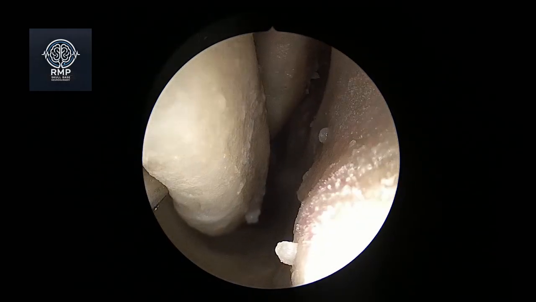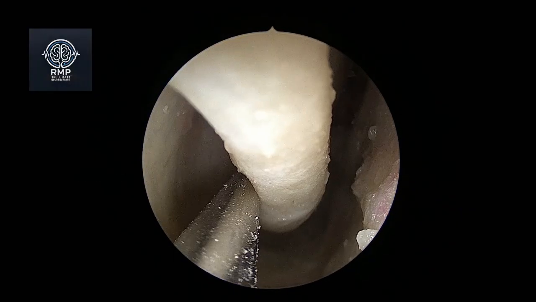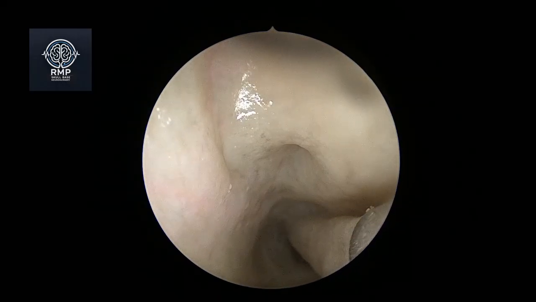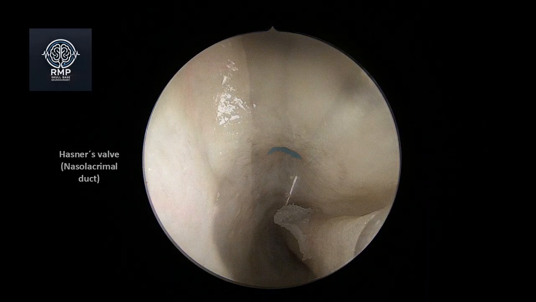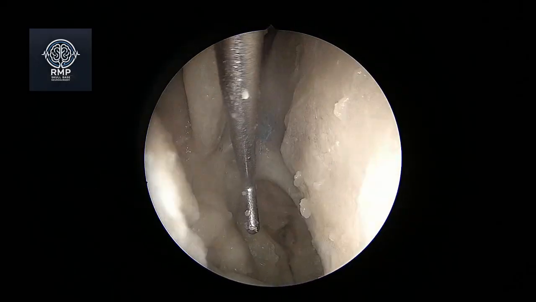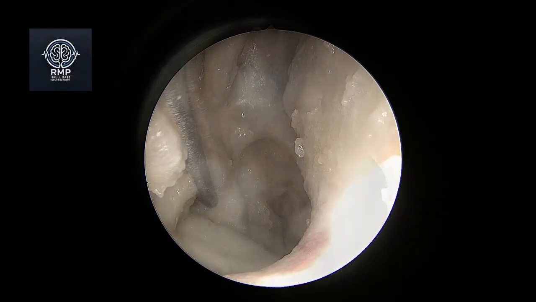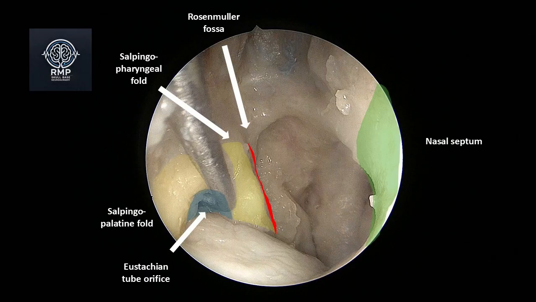We then medialize the inferior turbinate to access the inferior meatus, where the nasolacrimal duct opens near a fold of mucosa known as the Messner valve. A 0 degrees endoscope is then passed between the inferior turbinate and the septum, and about 1 centimeter behind the turbinate's posterior edge, we find the Eustachian tube and the rosenmüller fossa, which outlines the lateral nasopharyngeal space.